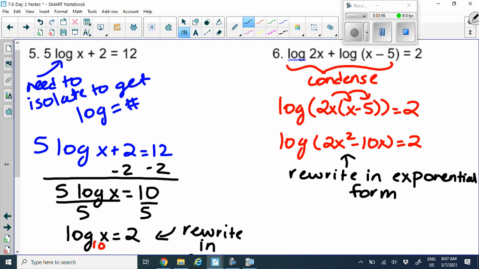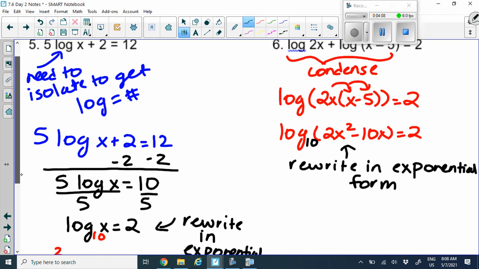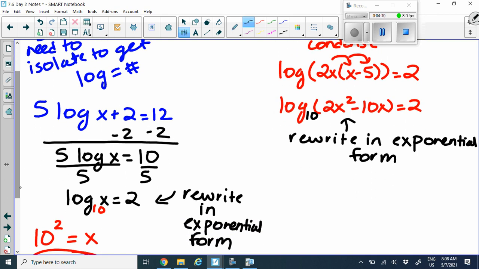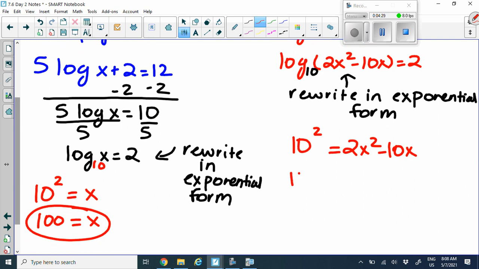Now, if I look at this log, once again, I don't see a base. If you do not see a base, what is that? That's going to be 10. Remember, that's always the common log, and the base will always be 10 when you don't see it. Okay, so since the base on our log is 10, that's going to be the base on our exponent. 2 is going to be the exponent itself, and then 2x squared minus 10x is the answer. Okay, so now I evaluate, of course, 10 squared, which we get 100.